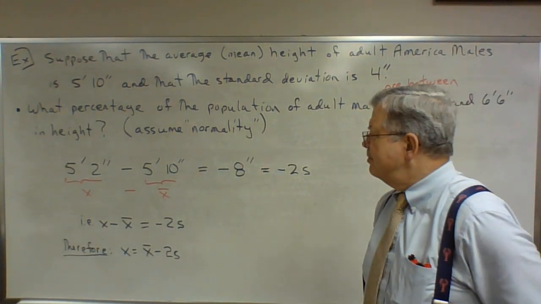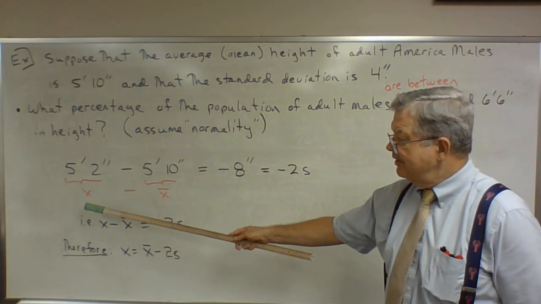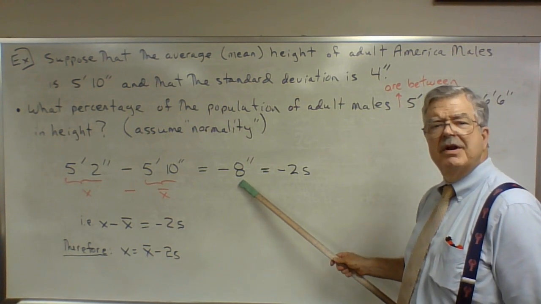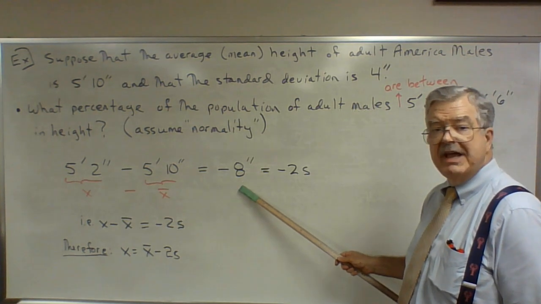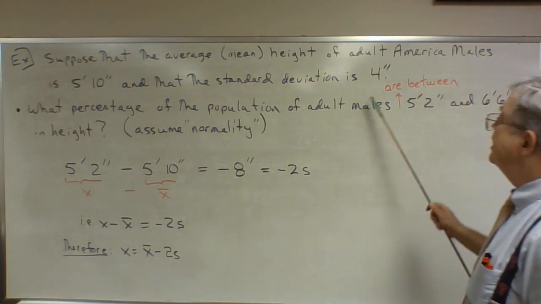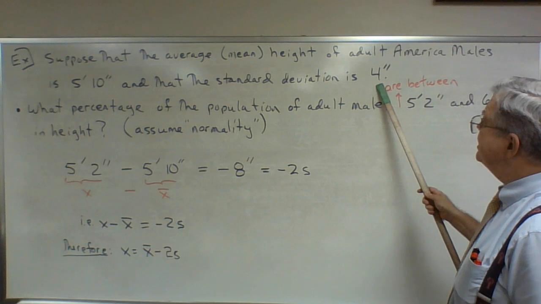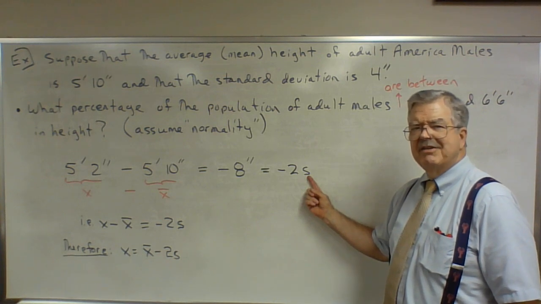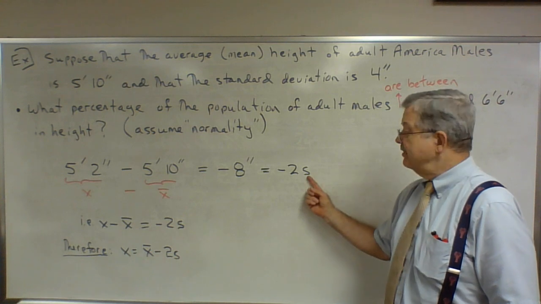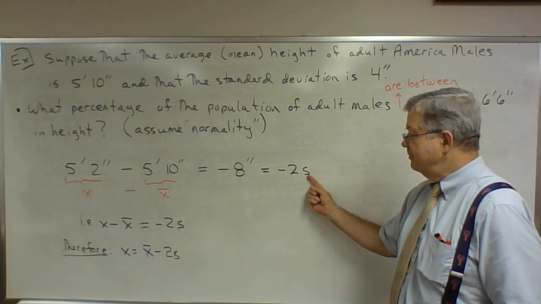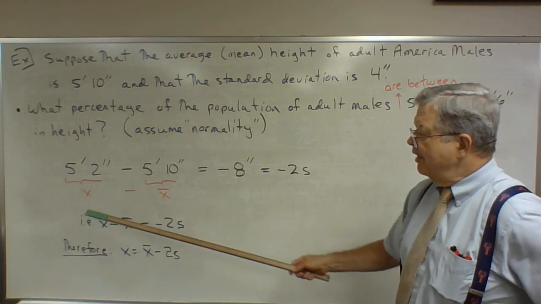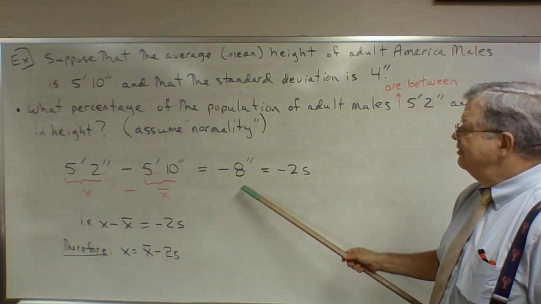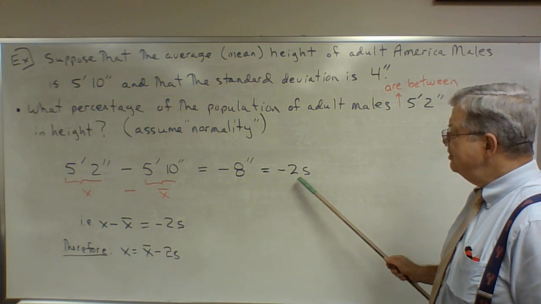And I did something else I'd like to apologize for here. I took the height x minus the mean height x bar and got negative 8 inches, and I want to write this in terms of standard deviations. And negative 8 inches is negative 2 times the standard deviation, 4 inches. But the standard deviation is S, isn't it? S is the standard deviation. So my height, 5 foot 2, minus the mean height, 5 foot 10, is negative 8, and that's the same as negative 2 standard deviations.